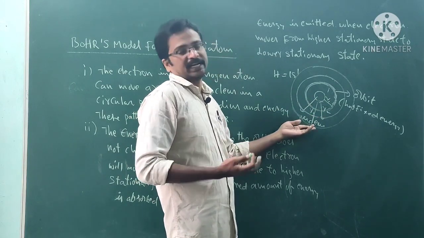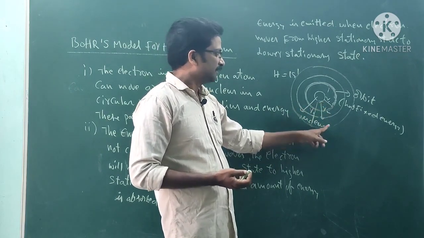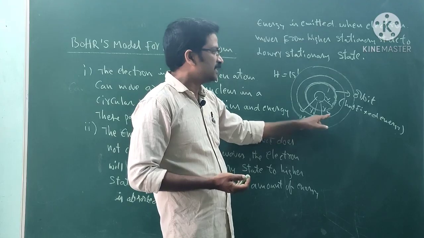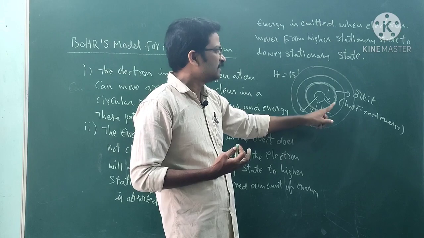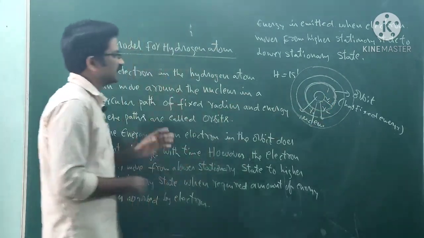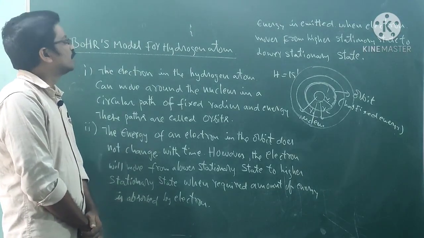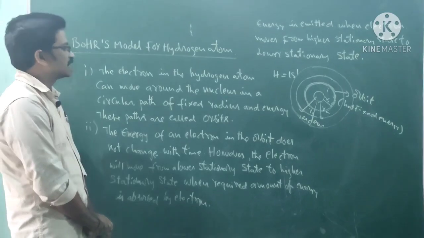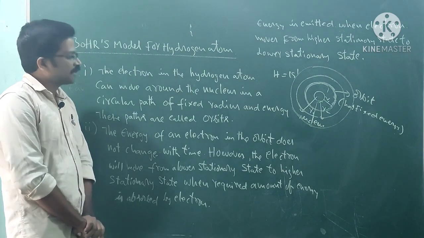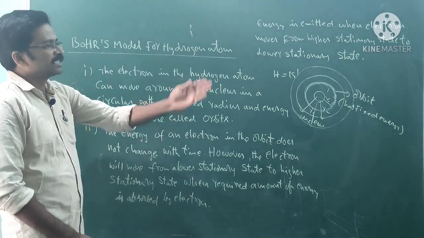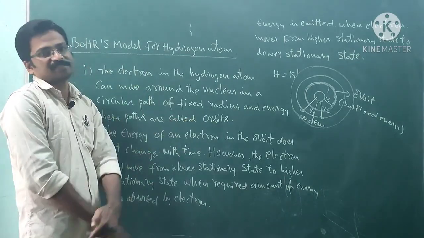So it has greater energy. This orbit has some energy, this orbit has different energy, and this orbit also has different energy. That is the reason why they mentioned the first point: the electron in a hydrogen atom can move around the nucleus in circular paths of fixed radius and energy. These paths are called orbits. As the number of circles increases, the number of orbits also increases. That is why they are called orbits.